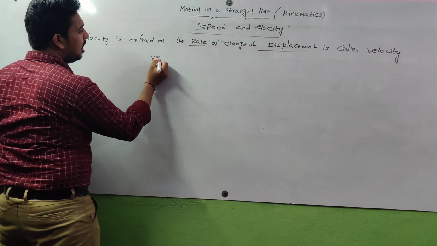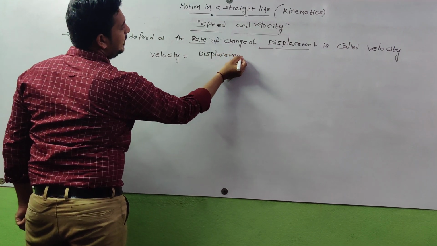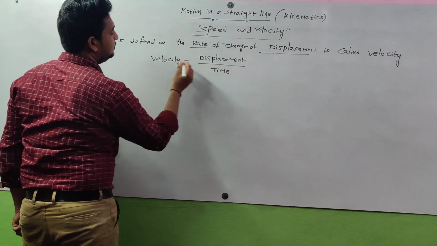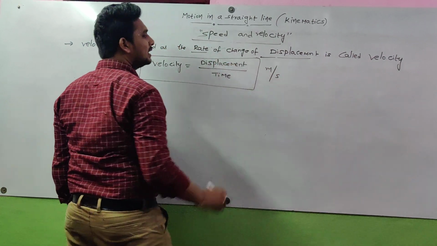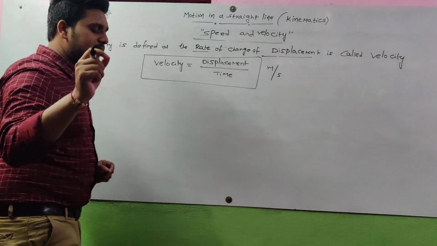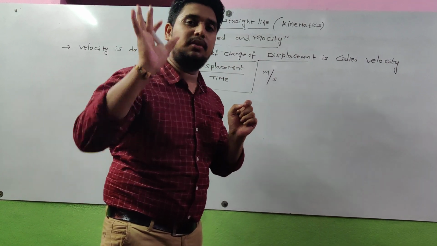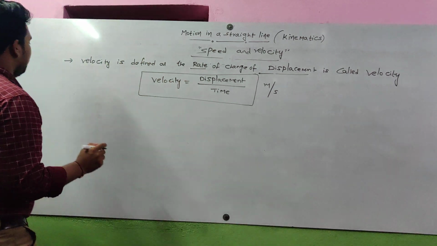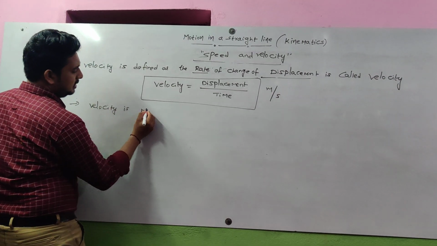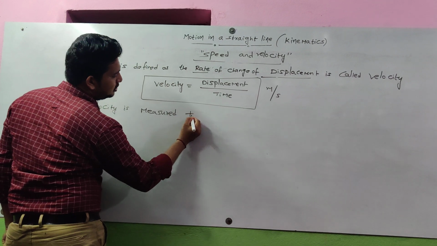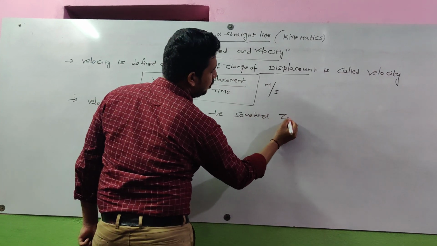So the formula is velocity equals displacement by time. Displacement is measured in meter and time in seconds, so meter per second is the unit of velocity. Observe, friends, speed and velocity have the same unit and same dimensions, but speed is a scalar quantity and velocity is a vector quantity. The main important thing is velocity is measured positive, negative, sometimes zero also.